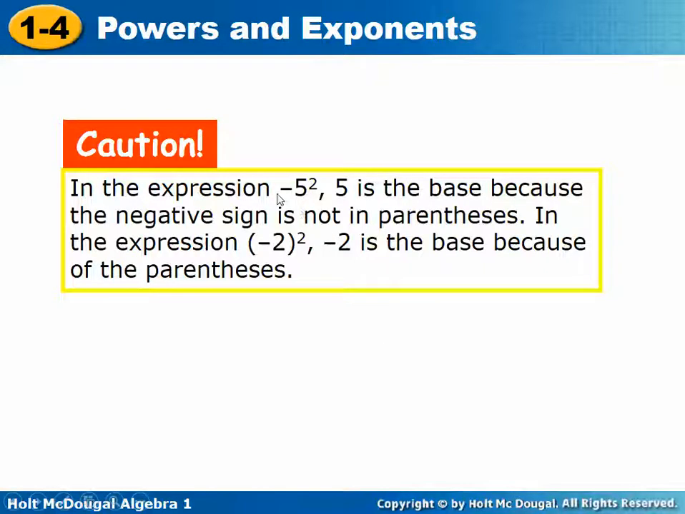If there's a negative, you have to be really careful. If the negative is in front, that negative is not part of the base. In negative 5 to the second power, the 5 is the base, not negative 5, just 5. In the next expression with the parentheses, that tells us that the base is negative 2. The parentheses are around the negative and the 2, so the base is negative 2.